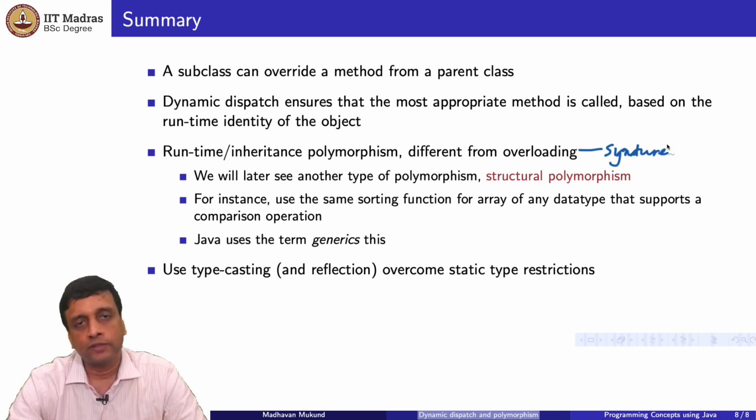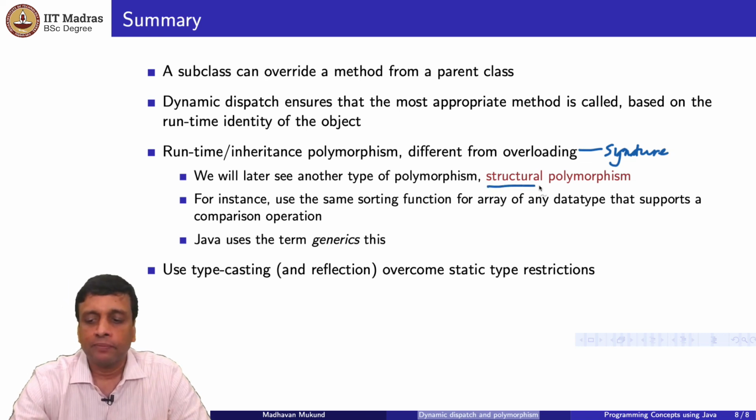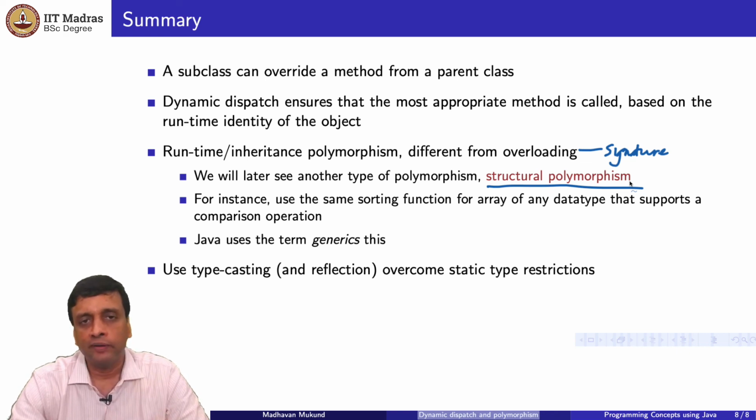Now I can use a single sort function, and this sort function will ask that its argument have a certain capability, namely that capability of being compared. And so long as the argument has the capability of being compared, the same sort function will work without having to worry about what the exact object is. Right? So this is sometimes called structural polymorphism, and this is quite common in, for example, functional programming. Java also has this, and it uses the term generics. Right? So we will see this later.